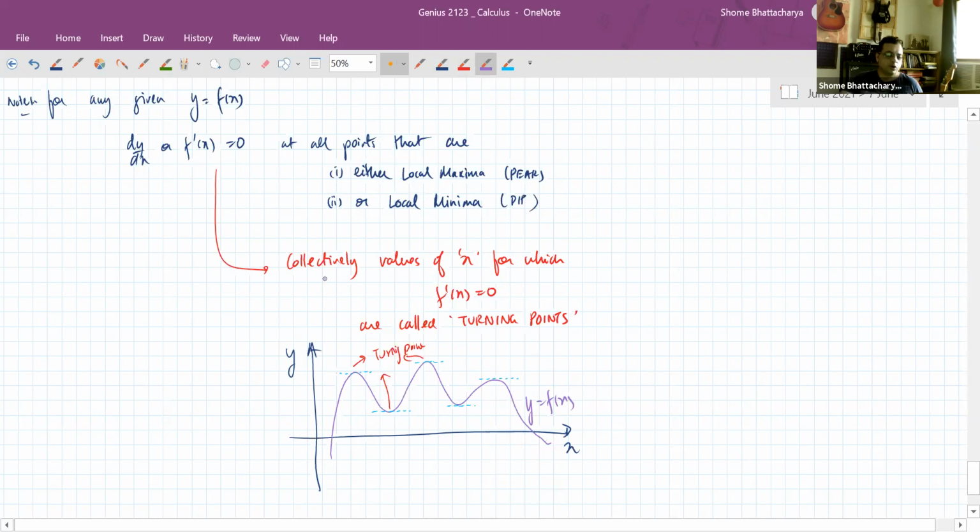So this is the common property that points of local maxima and local minima have, that the value of the derivative of the function is 0 at both these types of points, local maxima as well as local minima. Collectively, these points are called turning points. In other words, you can say a turning point is either a local maxima or a local minima.